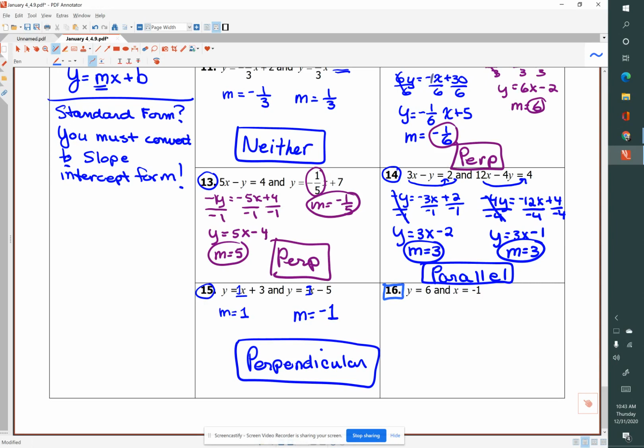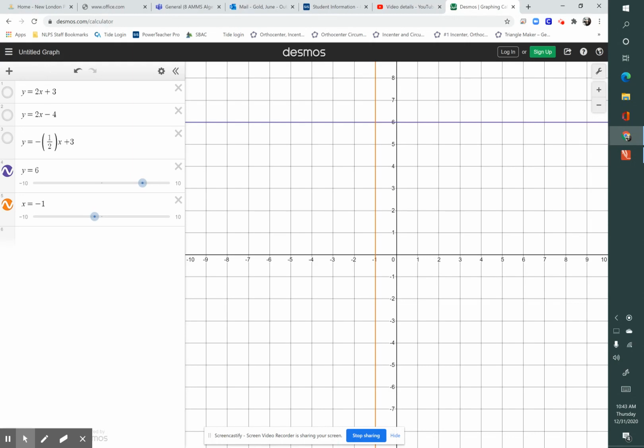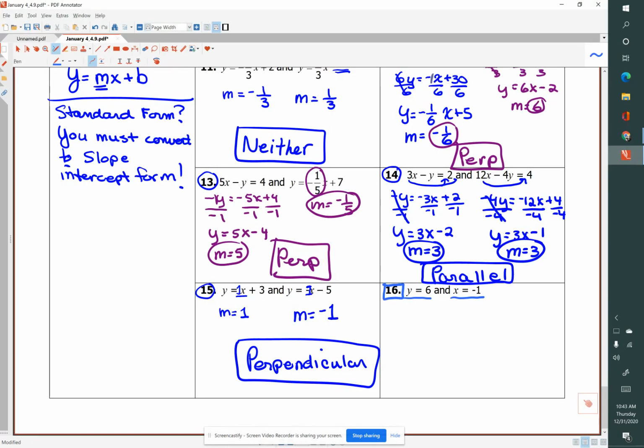Okay, let's work with number 16. Now look what we have here. Y equals 6 and x equals negative 1. Let's take a look at Desmos. So I've got y equals 6, which is this purple equation, this purple line here. That is a horizontal line. The horizontal line has a slope of 0, which makes sense because there is no x value. So here the slope, well, let's just first say x is 0. There is no x, so the slope is 0.